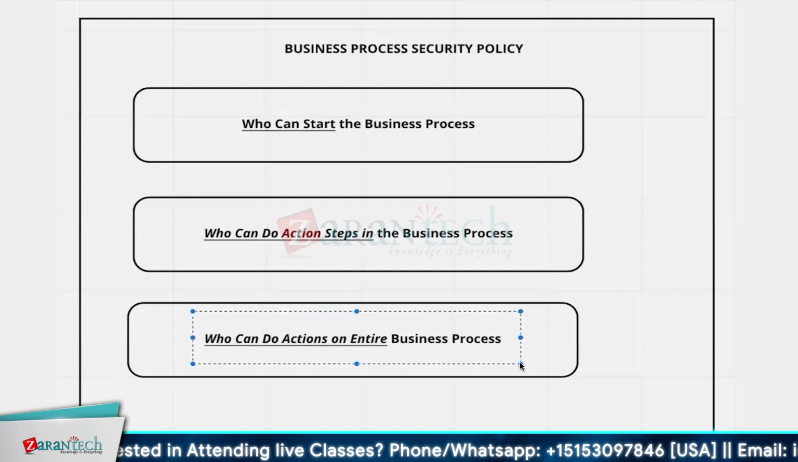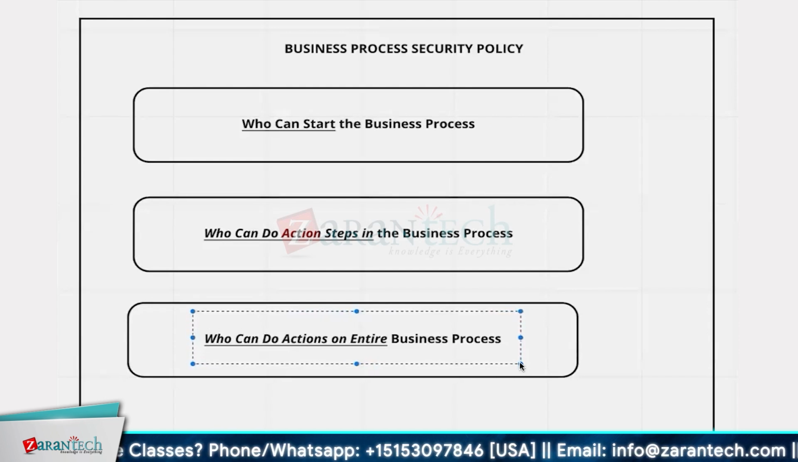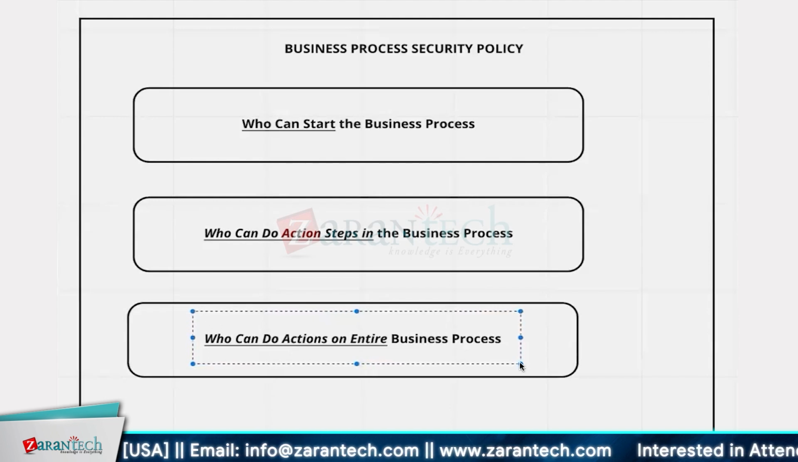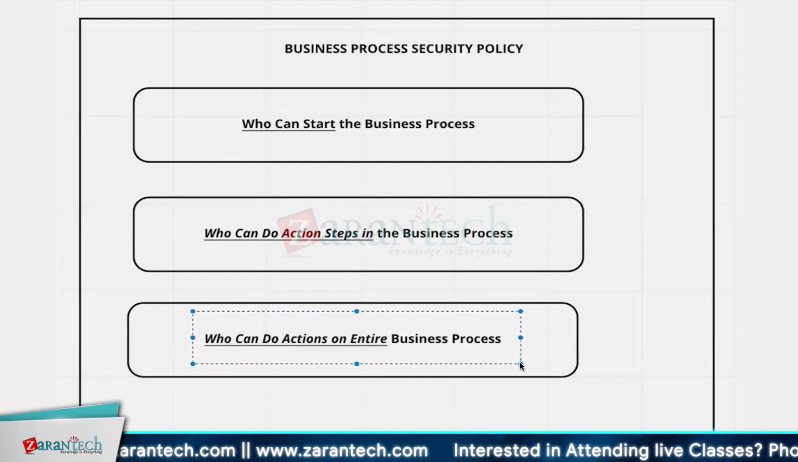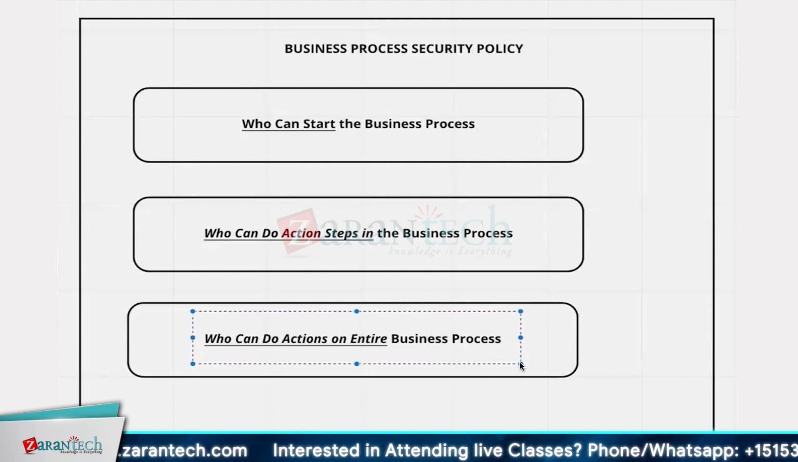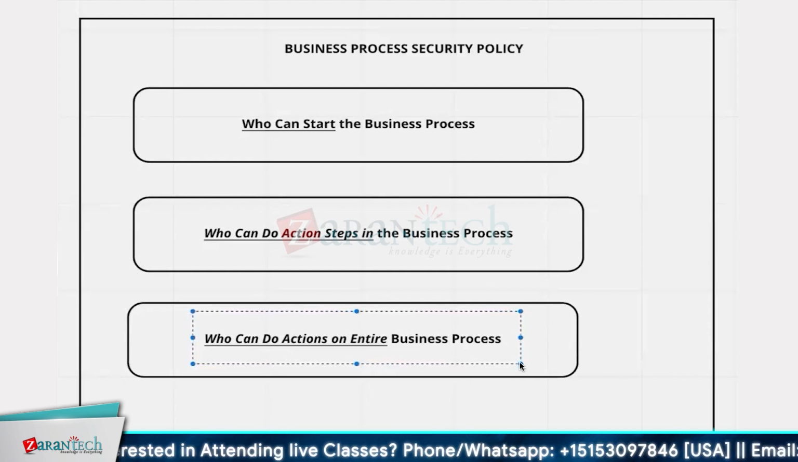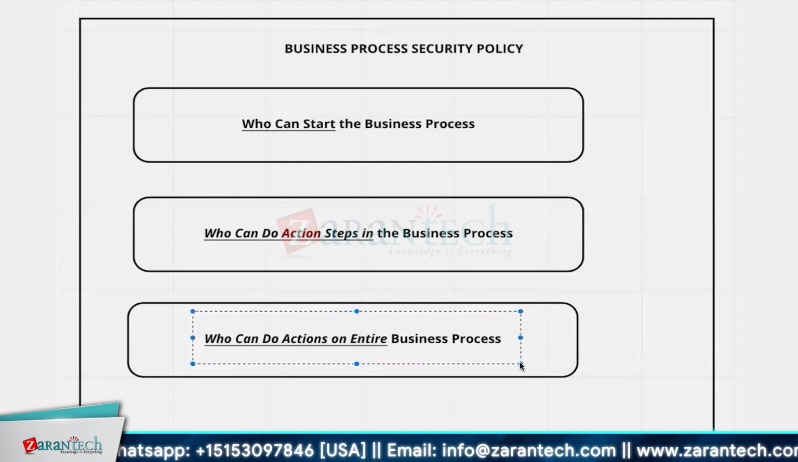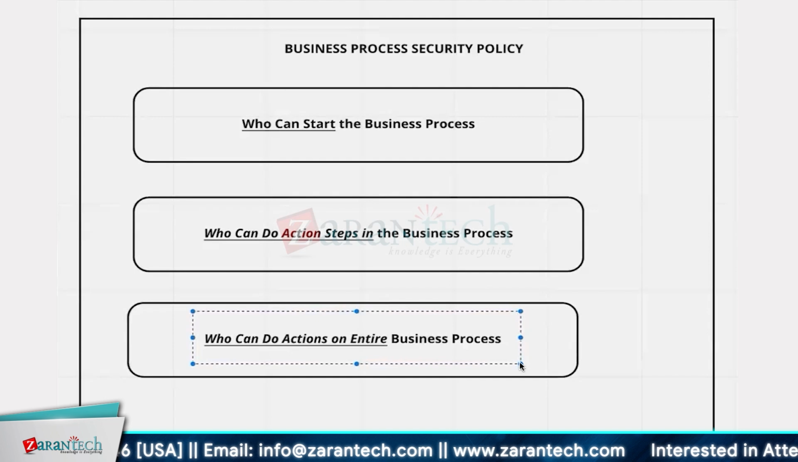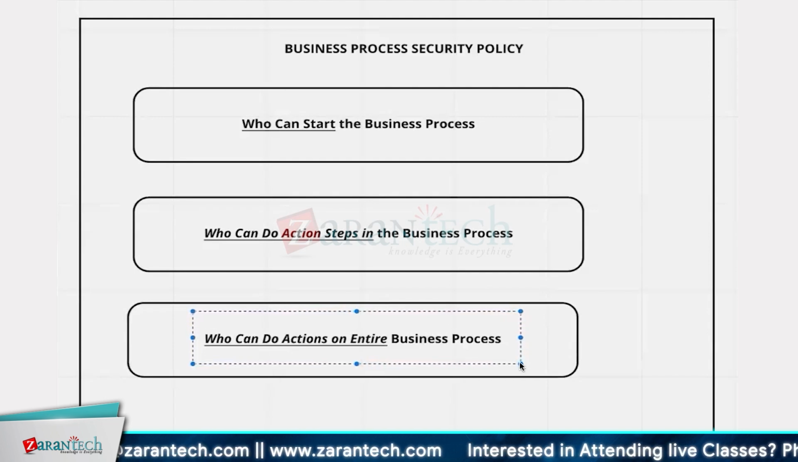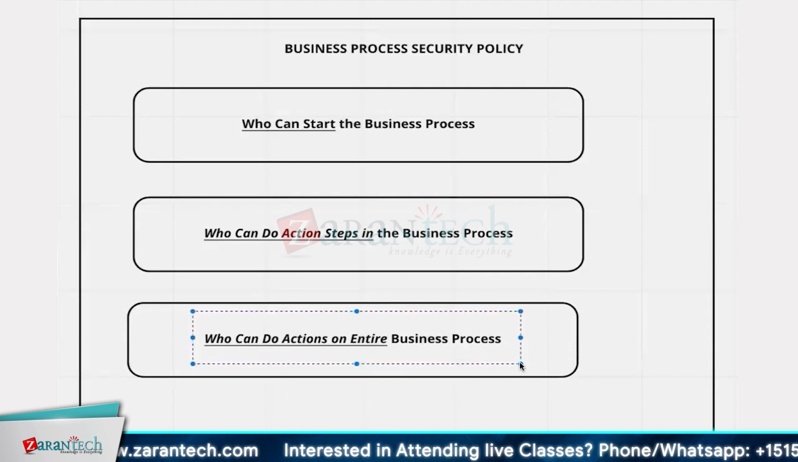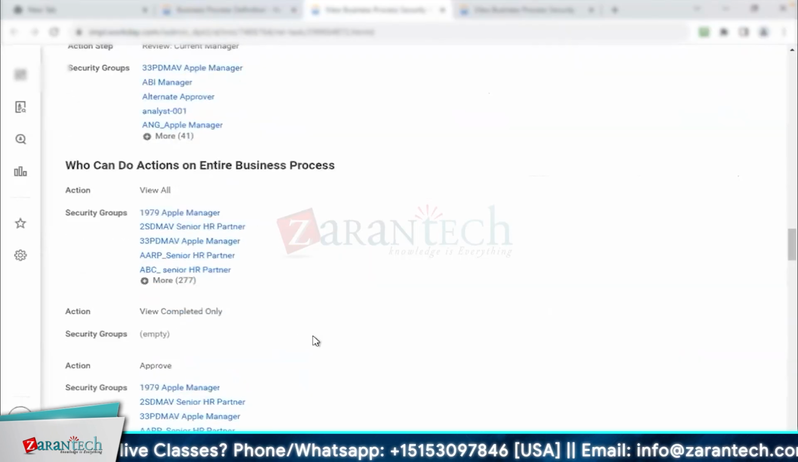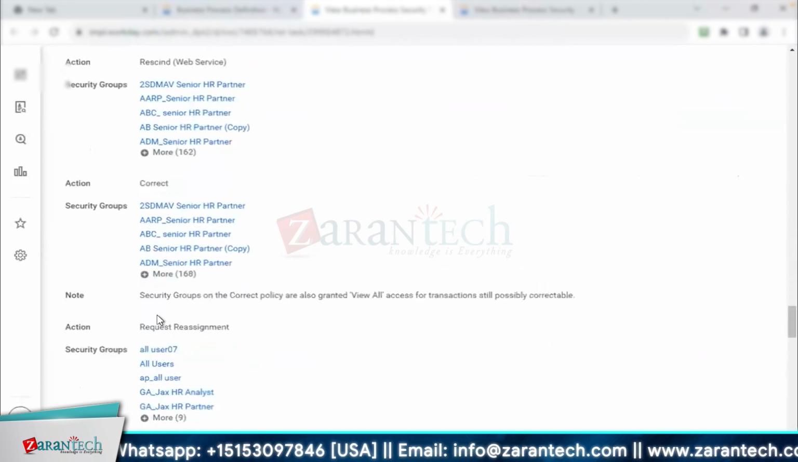Just by reading it, I can very well understand the entire process. Means if there is a transaction, can I cancel it? Can I correct it? Can I send it back? Can I approve it? Can I rescind it? So when we talk about business process, there are three primary terms. I would like you to make note of it. One is correct, one is cancel, and the other one is rescind. And rescind is something like this one.